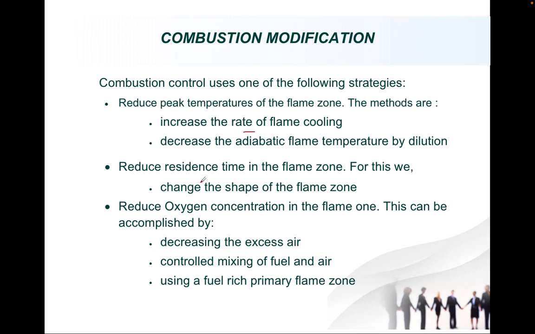Another method is to reduce the residence time in the flame zone. For this, we can change the shape of the flame zone. If we reduce the retaining period of the peak temperature, it will also reduce the formation of nitrogen oxide. For that, we can reduce the residence time in the flame zone. That is another method. Then reducing the oxygen concentration in the flame.